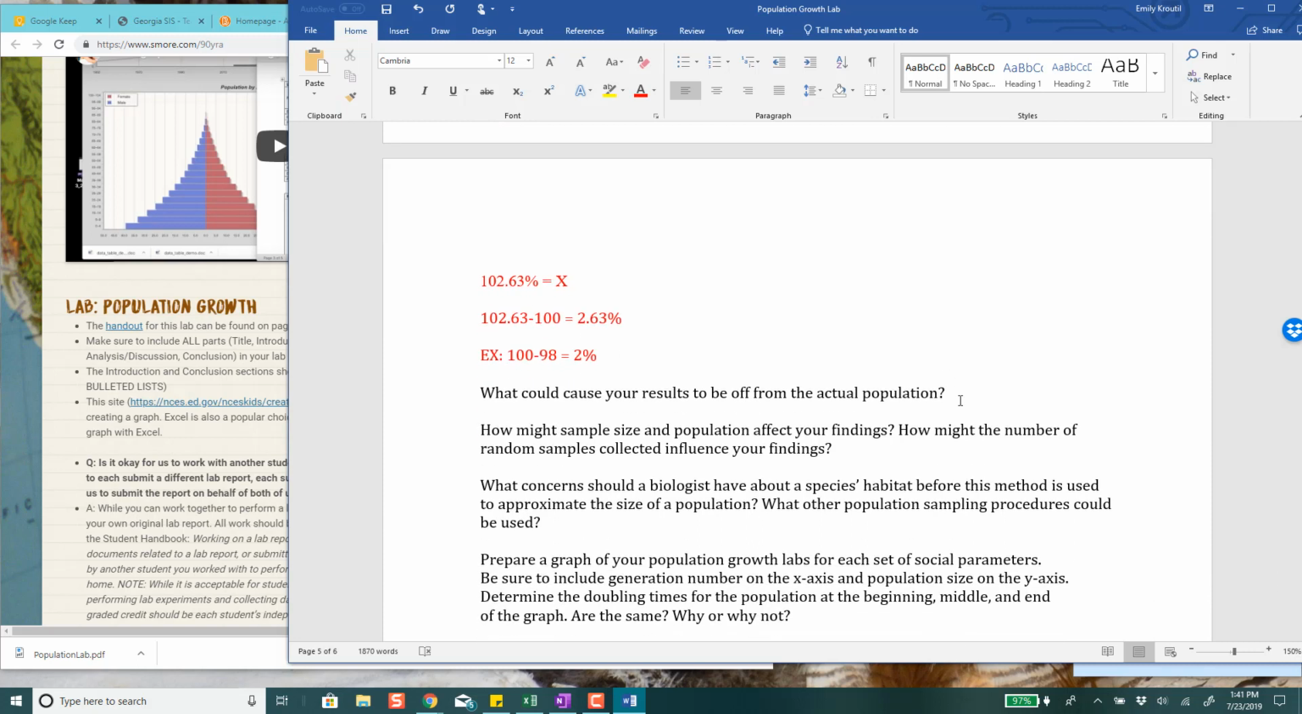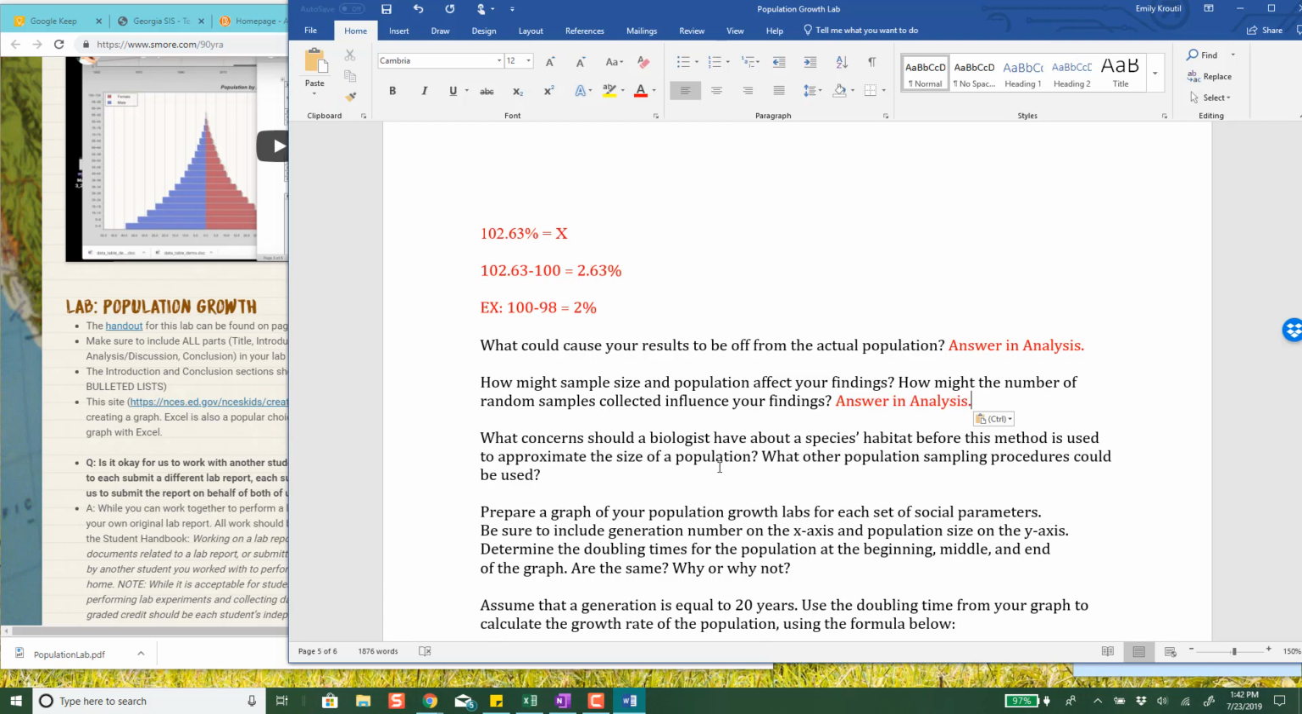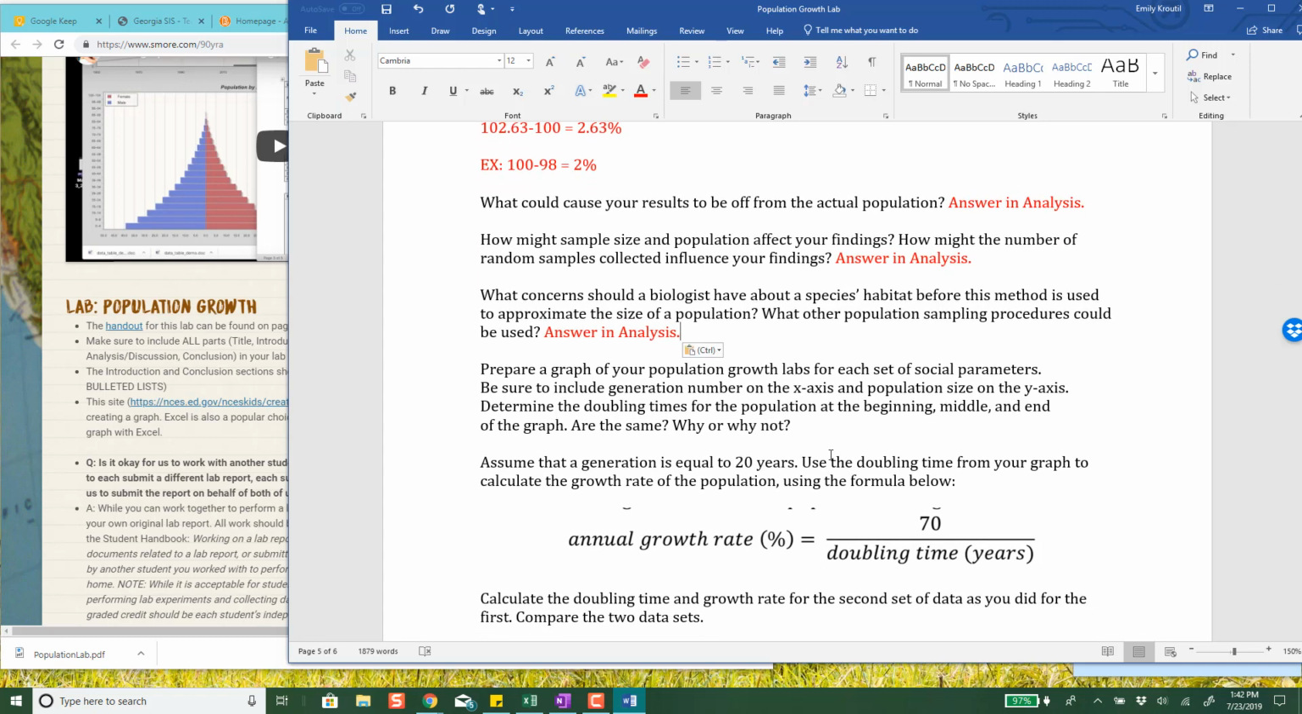Okay, so what's going to cause our results to be off from the actual population? You'll answer this question in your analysis section. How might the sample size and the population affect your findings? How might the number of random samples collected influence your findings? Again, you're going to answer this in your analysis section. What concerns should a biologist have about a species' habitat before we use this method to approximate the size of a population? Again, you're going to answer that in the analysis section.